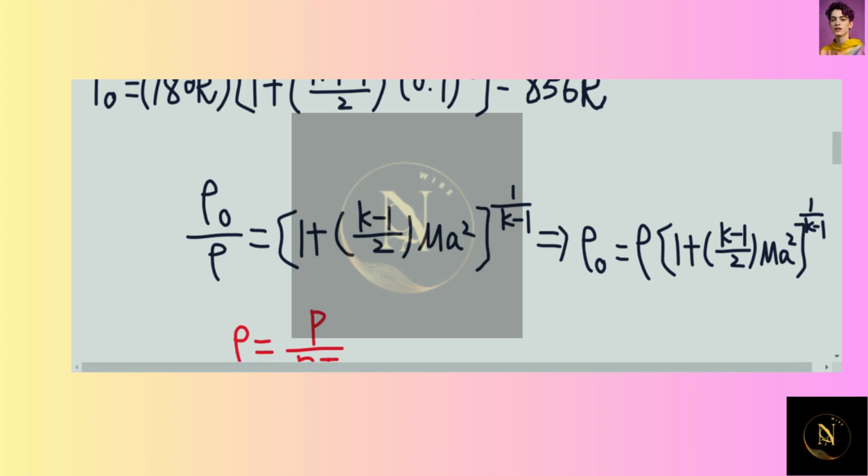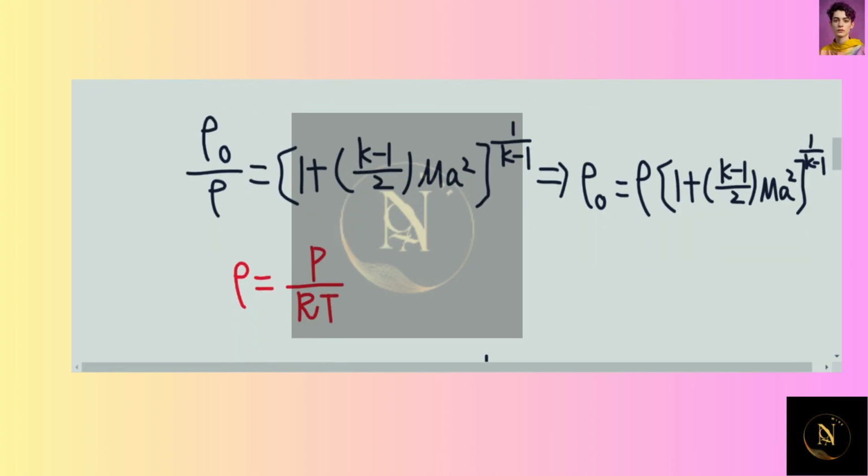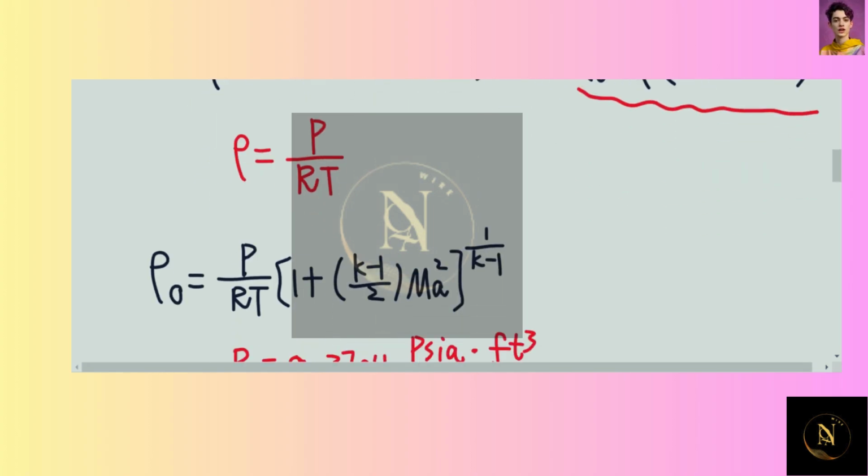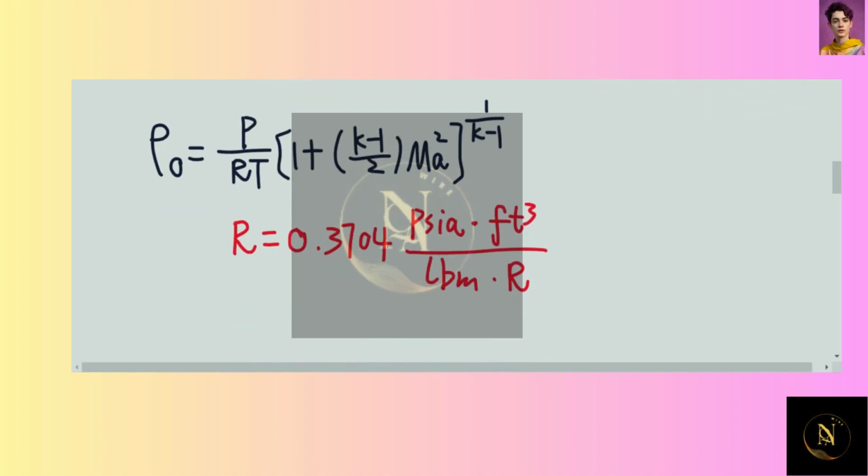So now let's determine the stagnation density of air. The stagnation density of air is equal to density times (1 plus (K minus 1) over 2 times Ma squared) to the power of 1 over K minus 1. And we know the density can be expressed as P over RT. So therefore rho 0 is equal to P over RT times (1 plus (K minus 1) over 2 times Ma squared) to the power of 1 over K minus 1. We know the gas constant of air, R here, can also be expressed as 0.3704 psia times feet to the power of 3 per pound mass times Rankine, since the unit for the pressure is psia in this case.